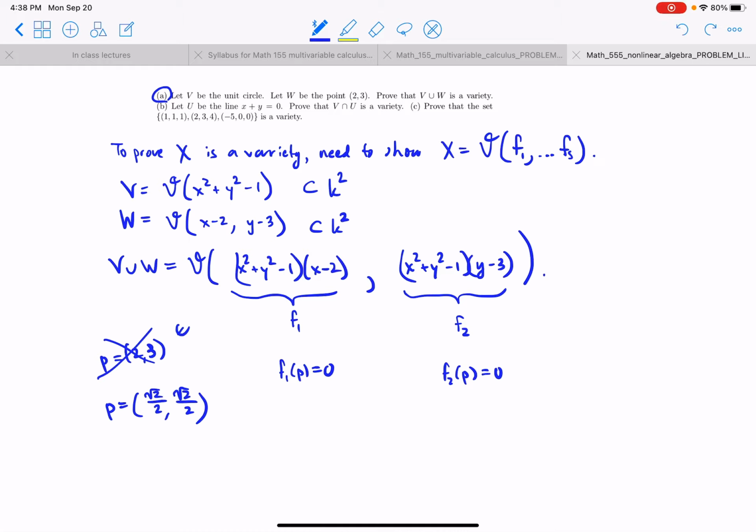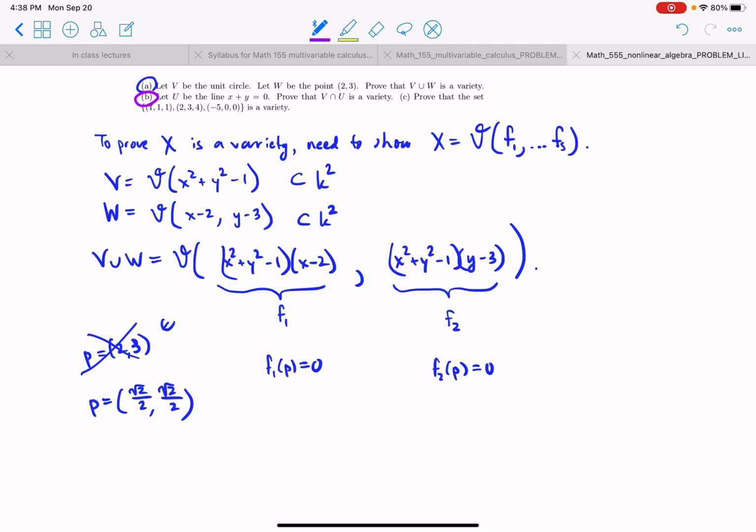Okay, what's part B? Let U be the line x plus y equals 0. Prove that V intersect U is a variety. Okay, so V is the unit circle, U is the line x plus y equals 0.